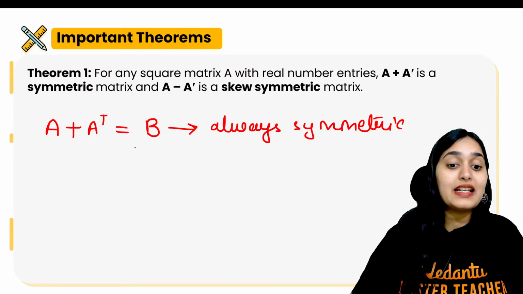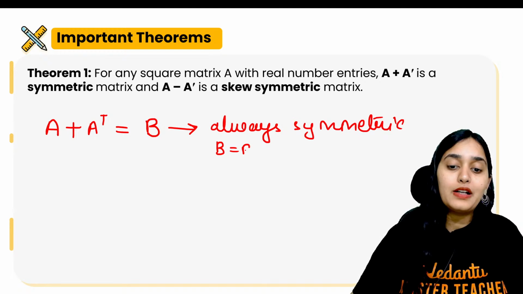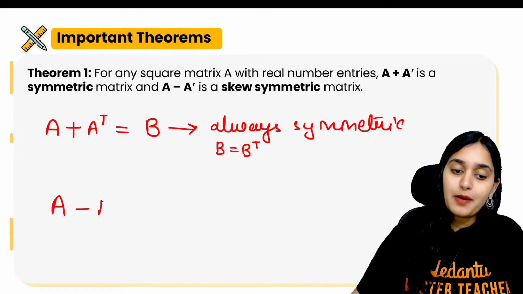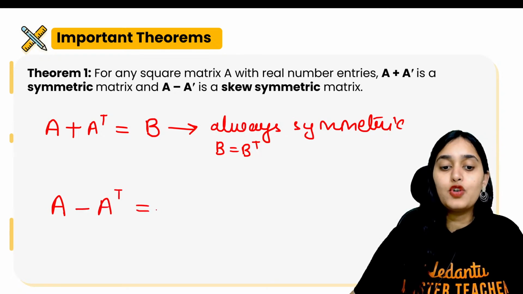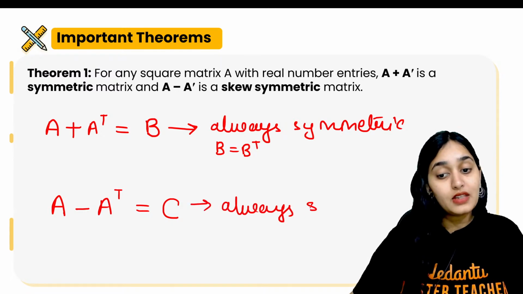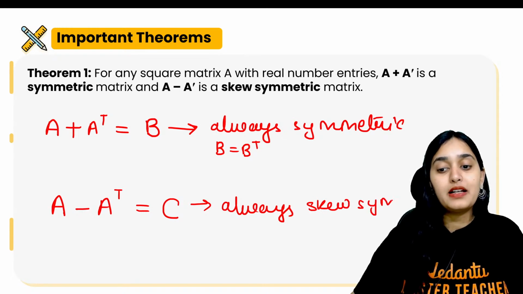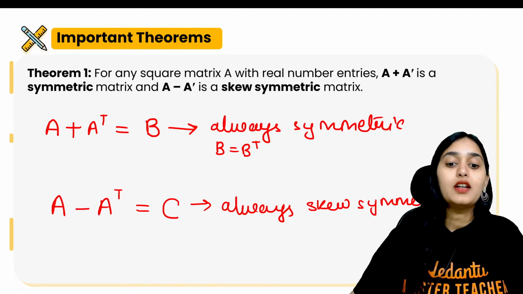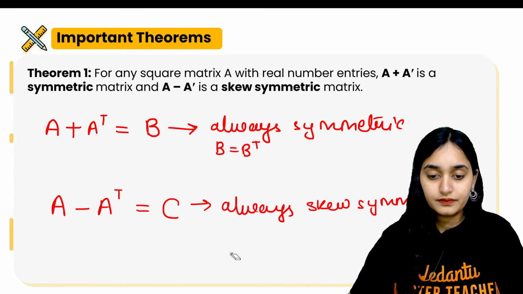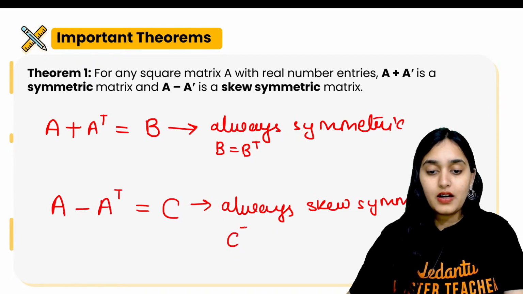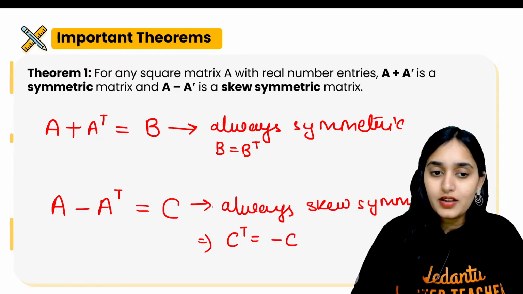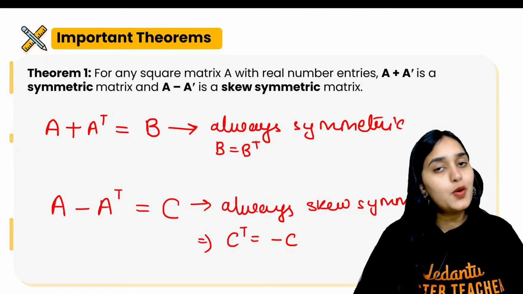What does that mean? It is symmetric means B will be equal to B transpose. Similarly, if you have a matrix and you subtract the transpose of the matrix, you will get a new matrix C, which is always skew symmetric. Skew symmetric means that C transpose will be equal to minus of C. This is a very important theorem because it is going to be used in solving some questions as well.